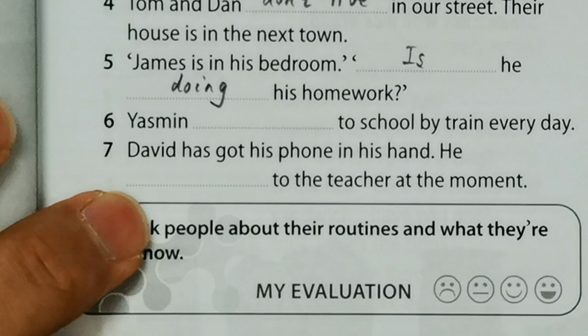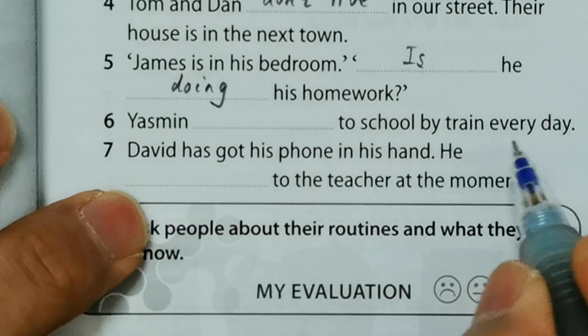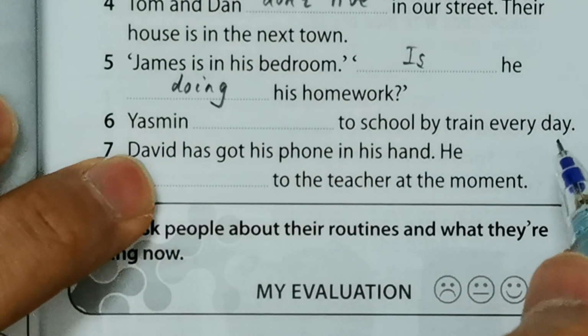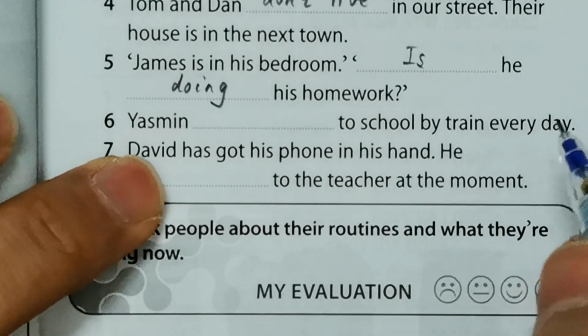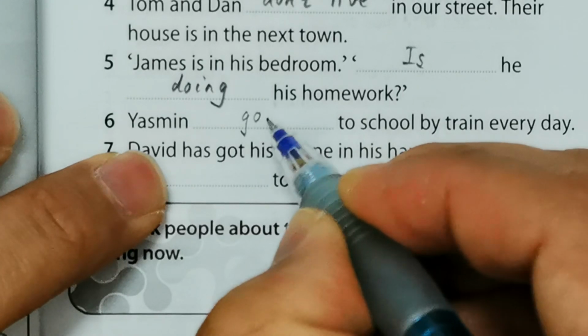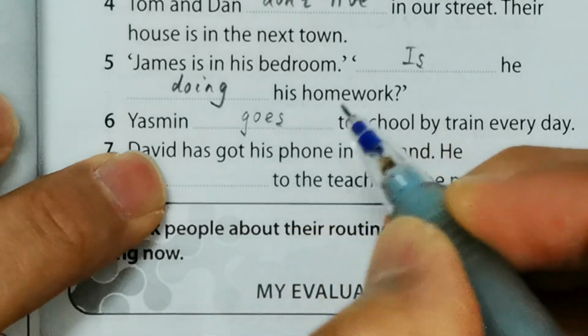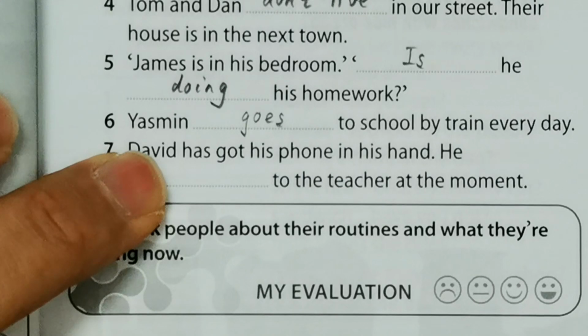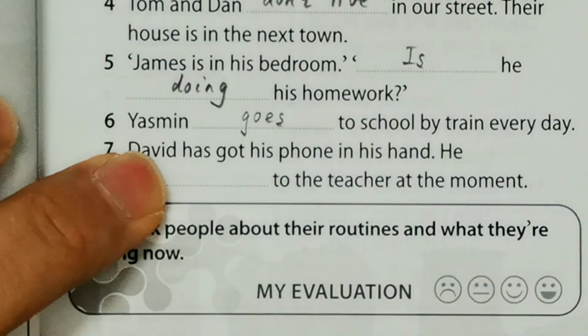So number 6, Yasmin to school by train every day. So number 6, we have goes. So go for the verb, and then we add es here for this present simple tense. So because every day she does this, so Yasmin goes to school by train every day.